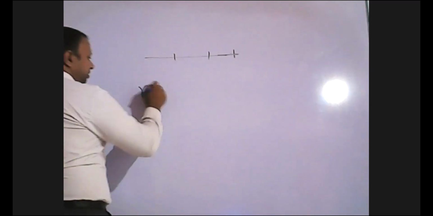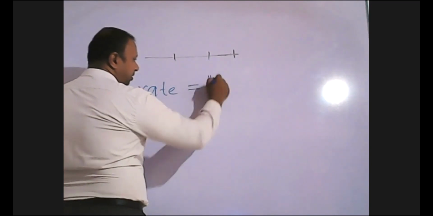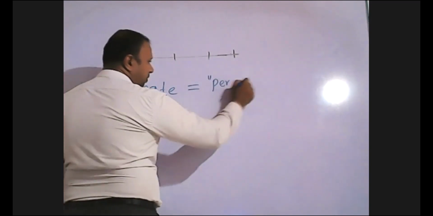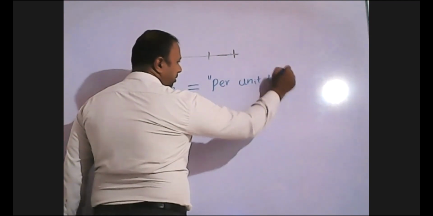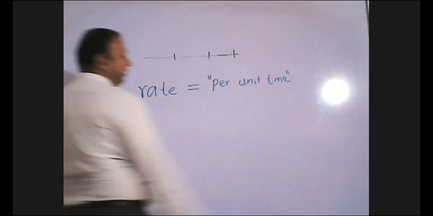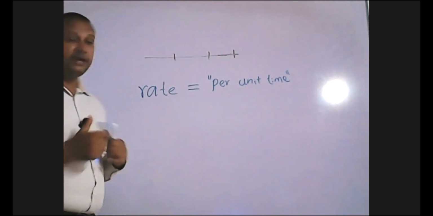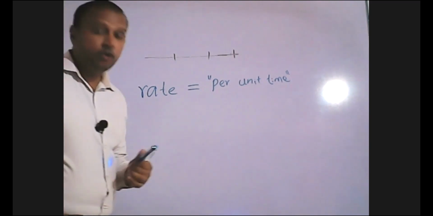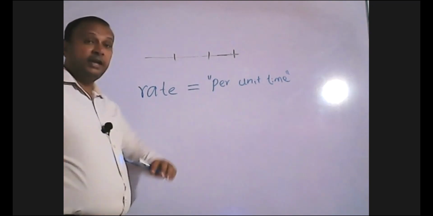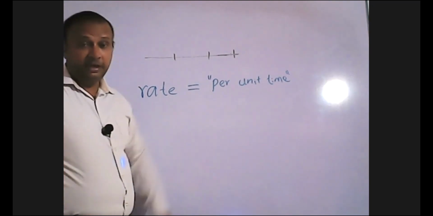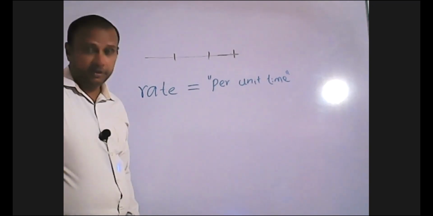Rate means per unit time. That is the meaning of rate. Rate means per unit time. Unit time එකකදී කියන එක තමයි rate එකේ meaning එක. ඒ කියන්නේ unit time එකකට volume change එක තමයි බලන්න ඕනේ volume rate එක.